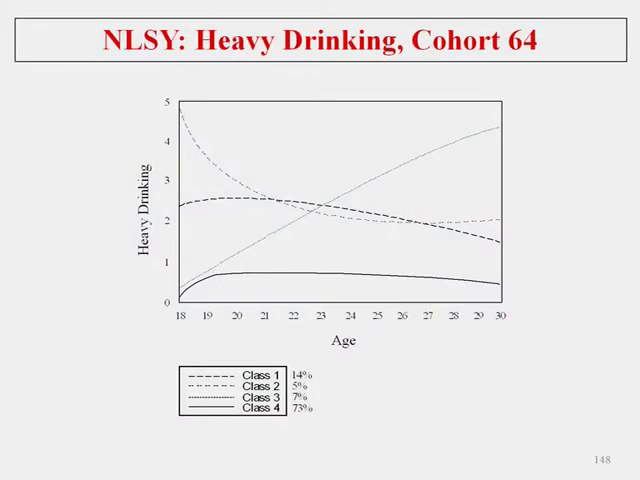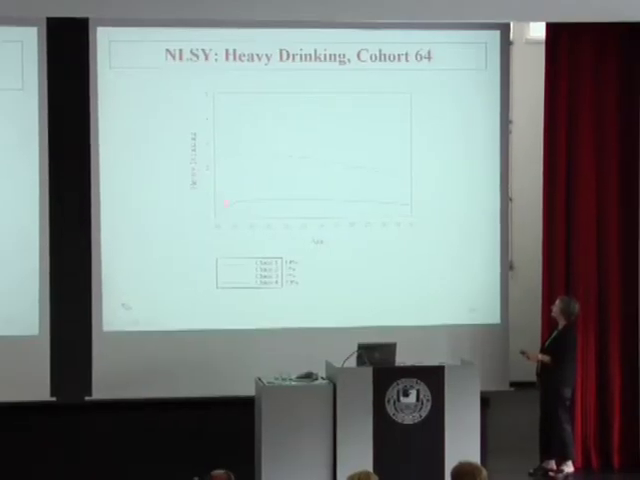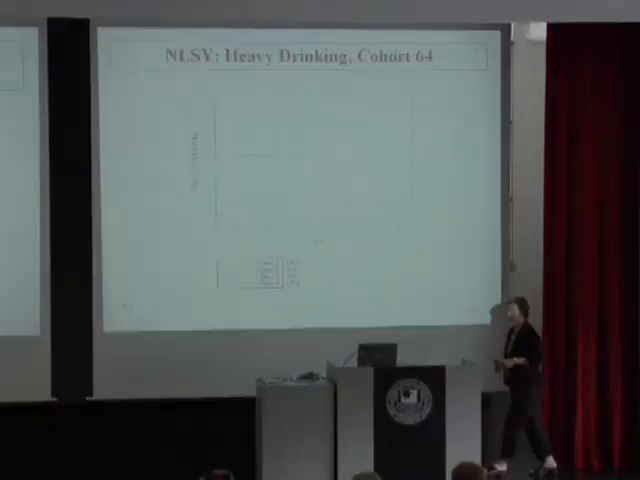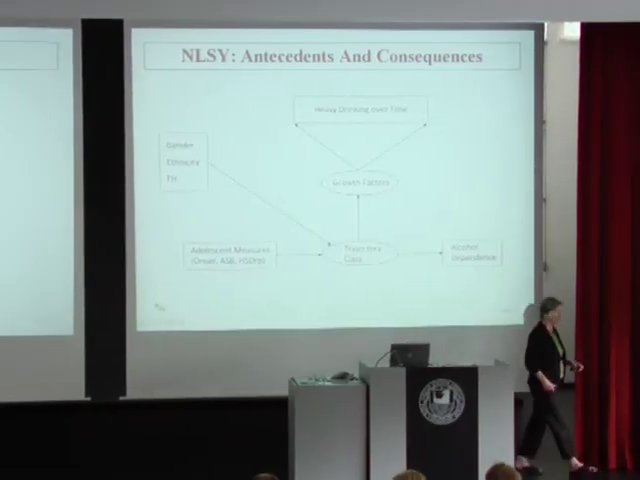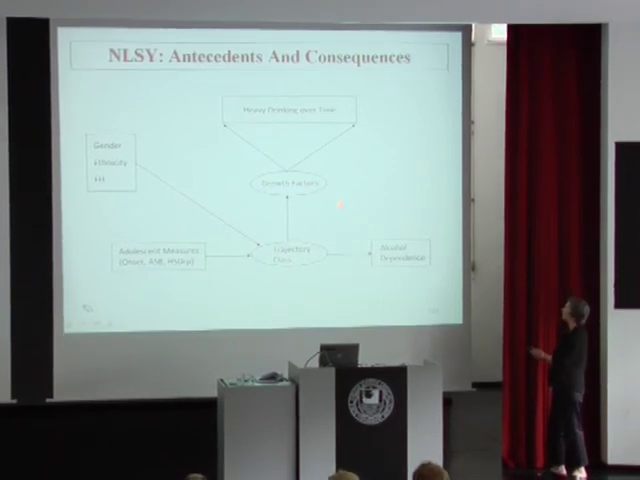So we found the one class we hypothesized, the one that starts low, goes up, and goes down slightly. But for the problem drinking classes, we found more than one that had substantive meaning: the ones who started out low and became high, and started out high and went down, but not to a low level. So if we take a look at a diagram of the model and see what we have here.